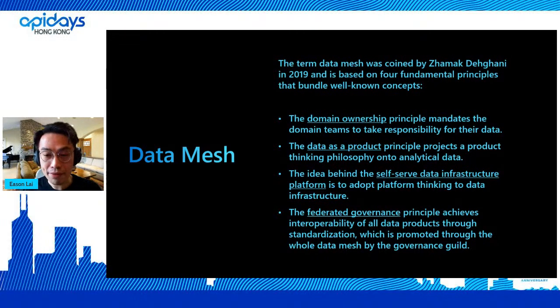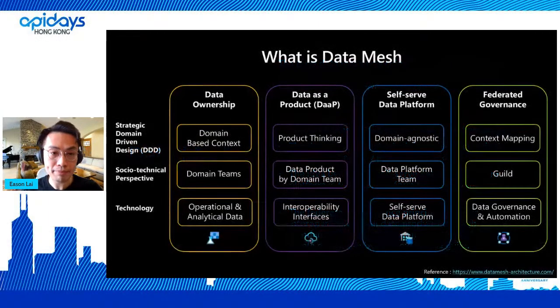And lastly, federated governance is very important. The main goal of federated governance is to create a data ecosystem adhering to organizational rules and industry regulations. Let me try to visualize it to make it easier to understand, right? As I said, four main concepts here: data ownership, DAAP, data as a product, self-service data platform, and federated governance.